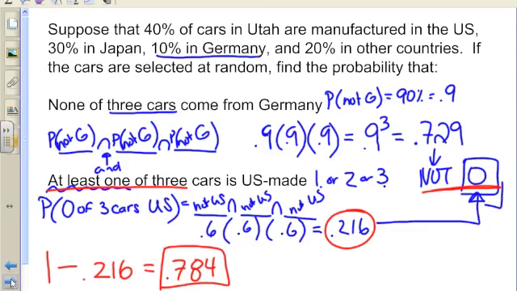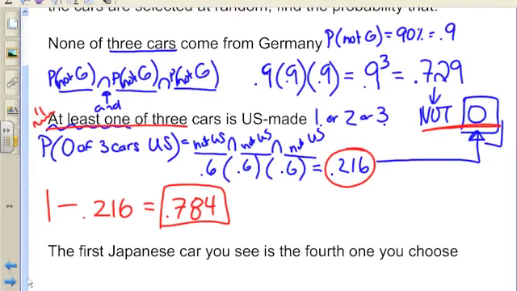Again, I know these are going to be your least favorite questions if I had to guess. So we'll check out another one of those. All right, the first Japanese car you see is the 4th one you choose. Whoa, what is that? The first Japanese car you see is the 4th one you choose.